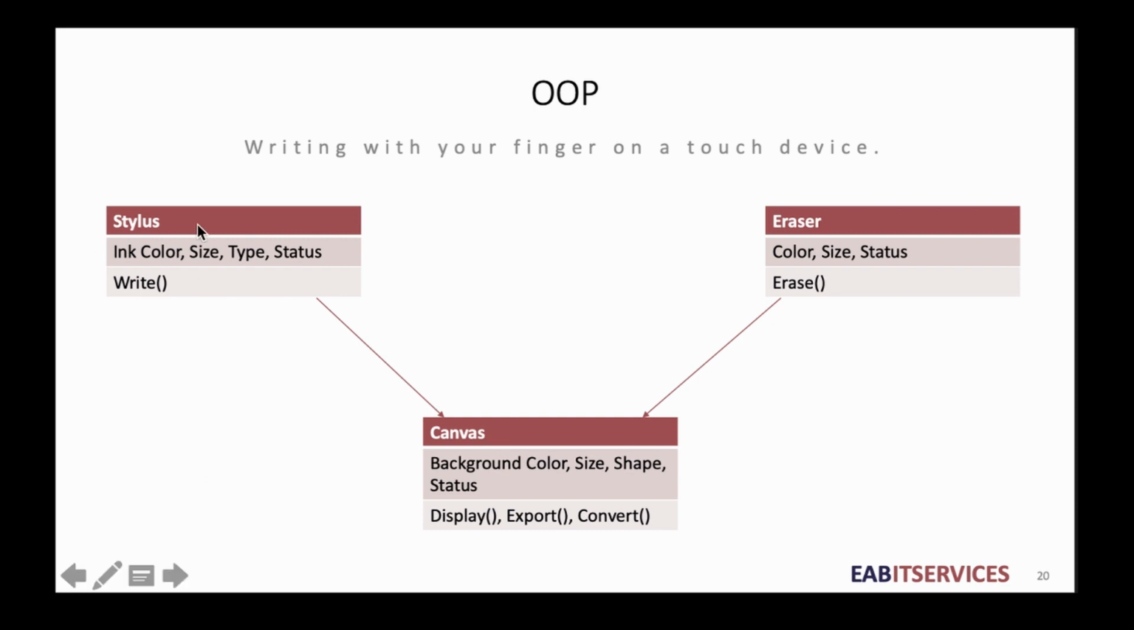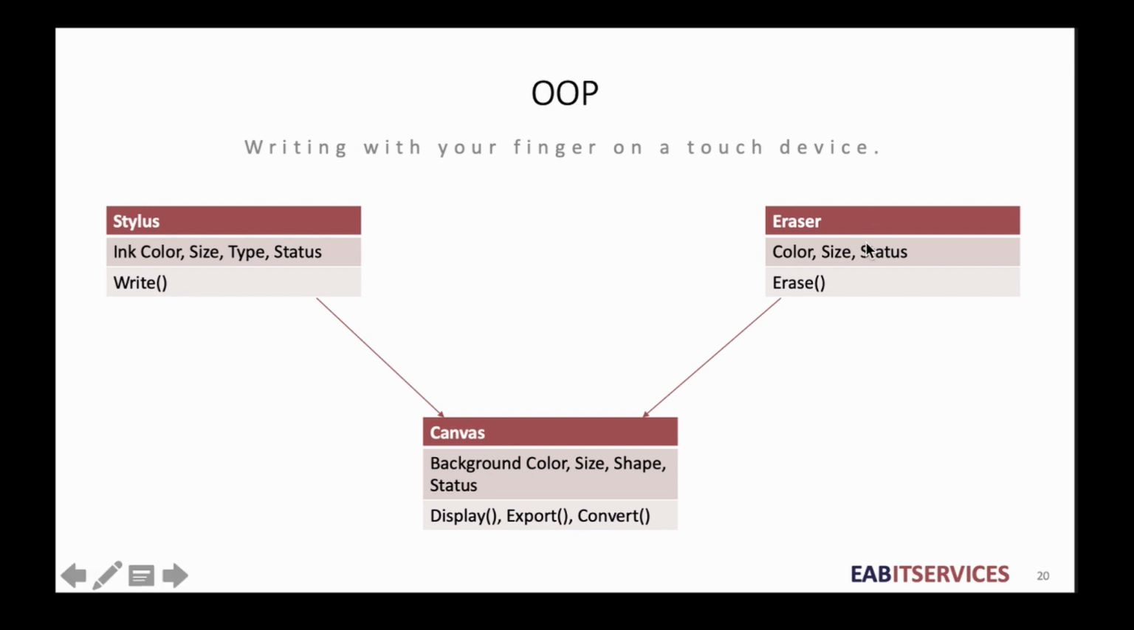What are the properties? You are going to have ink color, so that you'll be able to select any color that you want. The size of the stylus, the type, whether it's going to behave like a pen, pencil, or calligraphy tool. The status, whether it is writing or idle. And then the action that it can perform is to write. So here you state all the actions this object can perform.